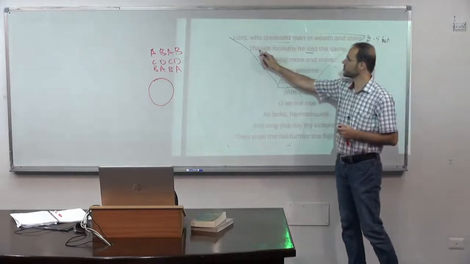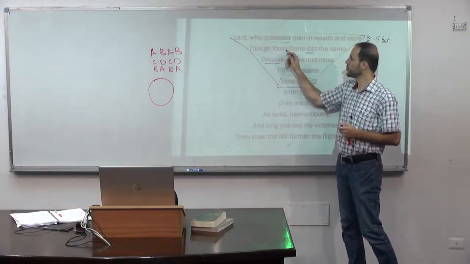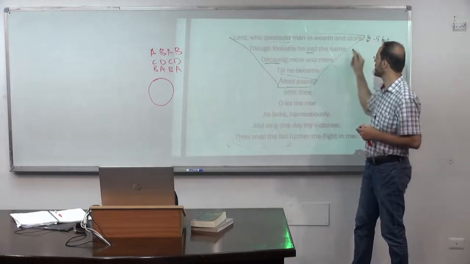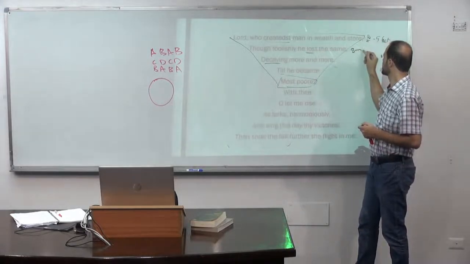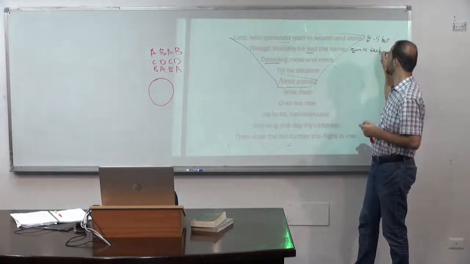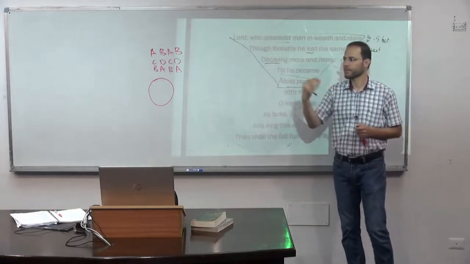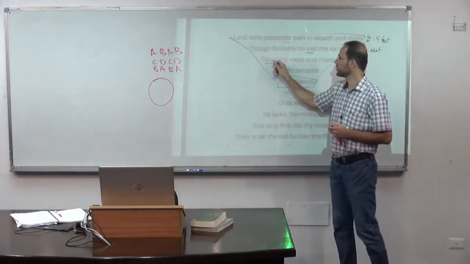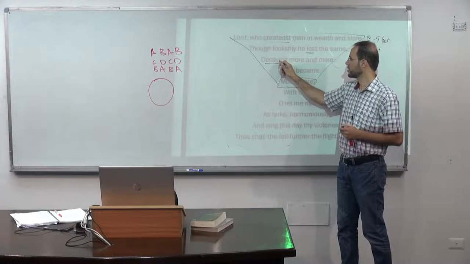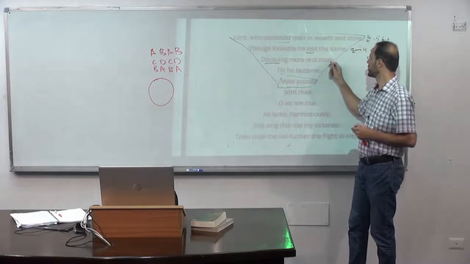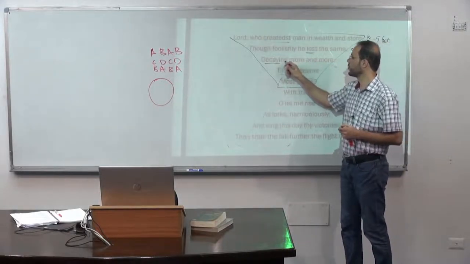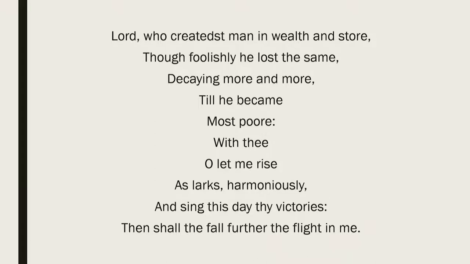And then number 2? Yeah. 8 syllables. There's 1, 2, 3, 4, 5, 6, 7, 8, 4 feet. And then, please? Decaying more and more. 1, 2, 3, 4, 5, 6 syllables. 3 feet. And then?